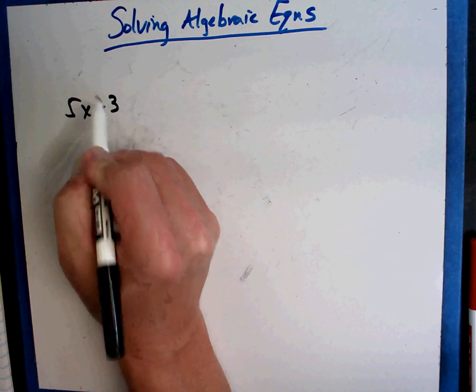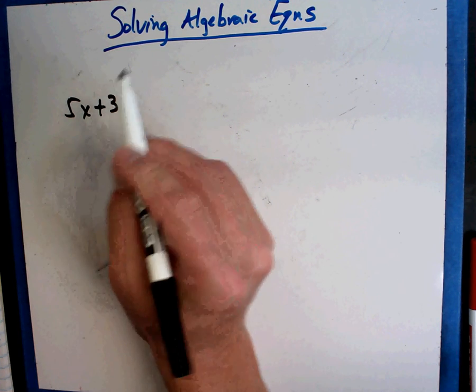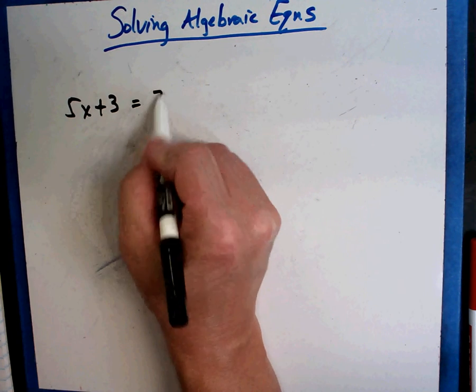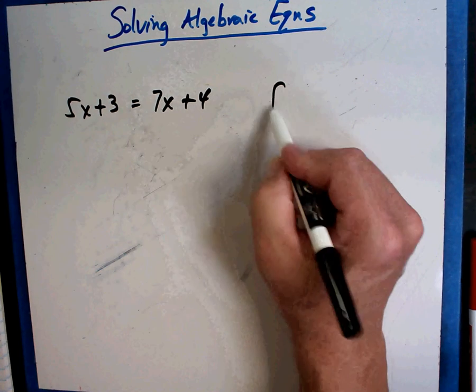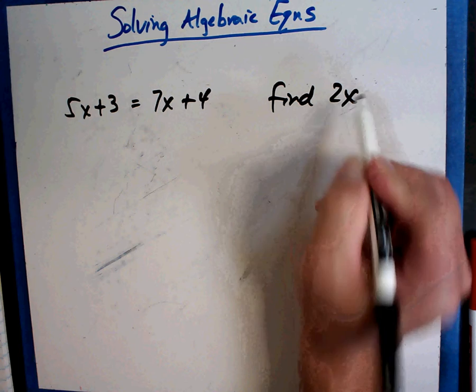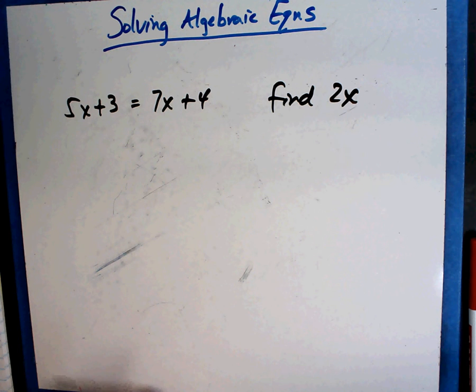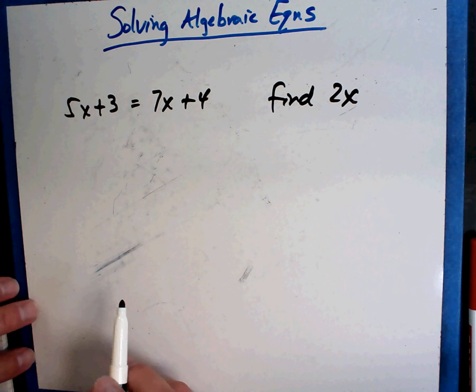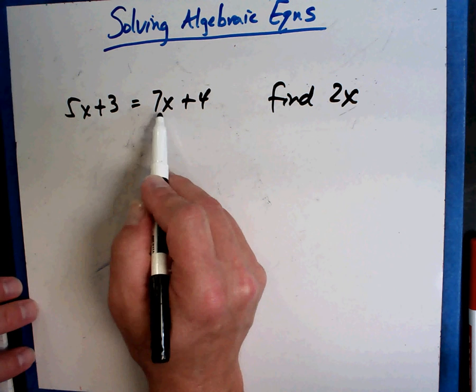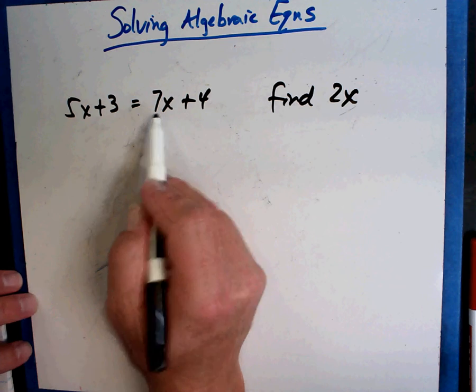Here's another example. 5x, I'm going to use a plus this time. 5x plus 3 equals 7x plus 4. In this case, sometimes they'll ask you to find 2x. The problem is, you don't have a 2x. You have a 5x and a 7x. So you want to solve it very quickly. I'm going to take the x's and put them on one side. Many times teachers put it on this side.